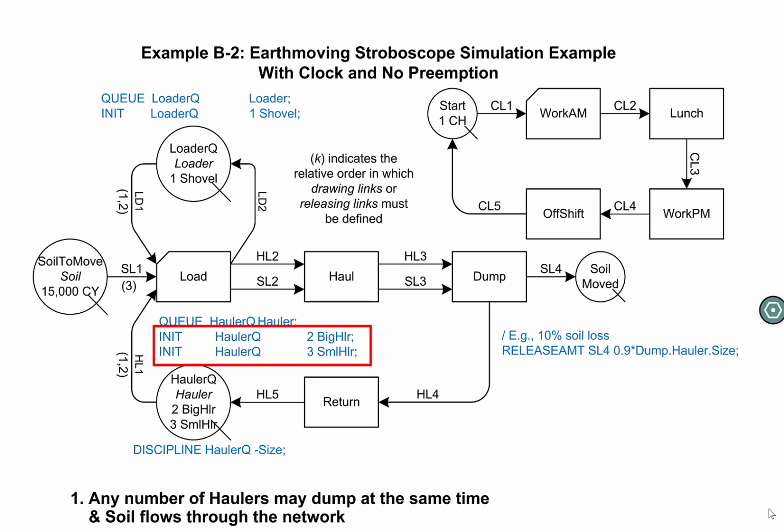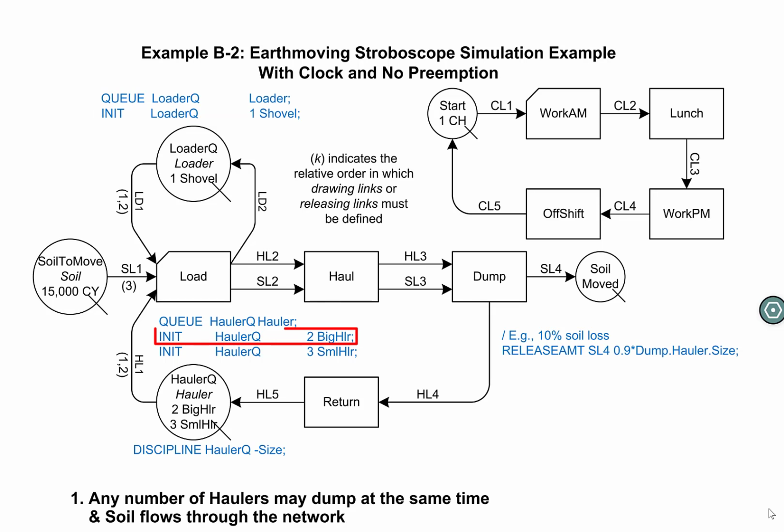So what we end up with is a real queue with individually identifiable resources, in this case 5 resources, where the first two in the front of the queue are big haulers, and the last 3 in the back of the queue are small haulers. The loader queue is initialized to hold one shovel. The statement that does this is init loader queue 1 shovel.